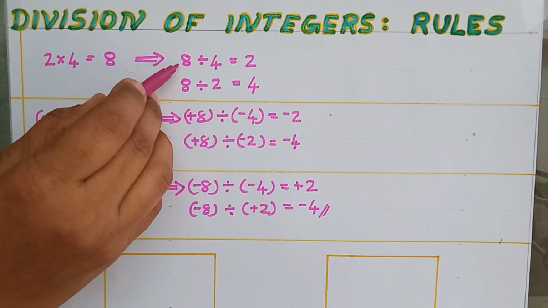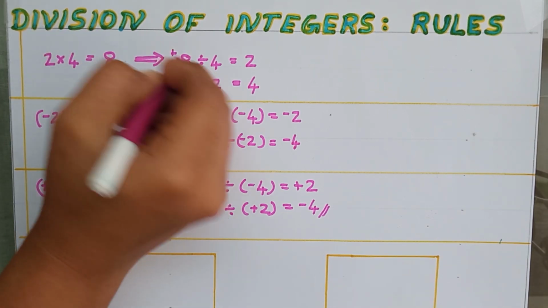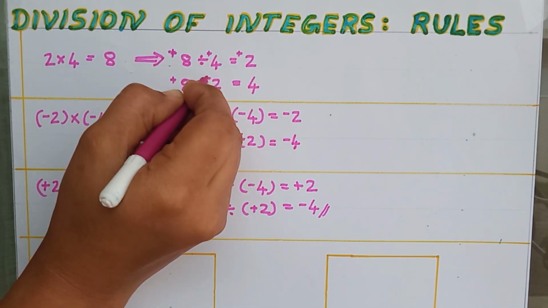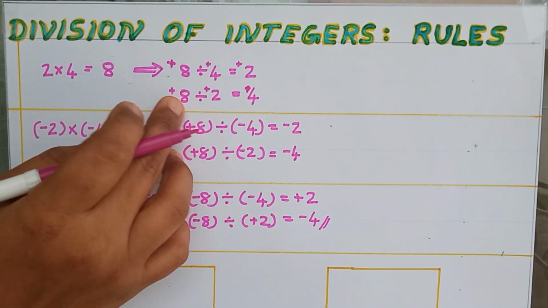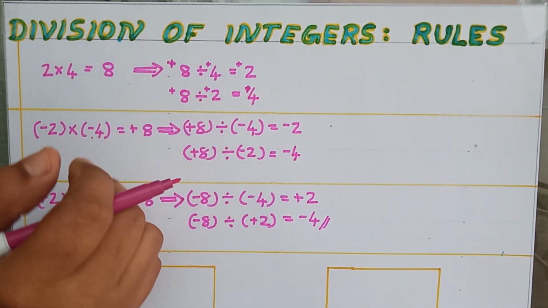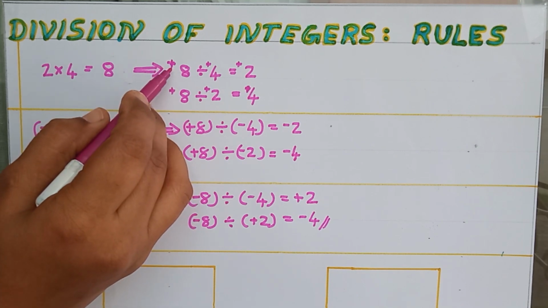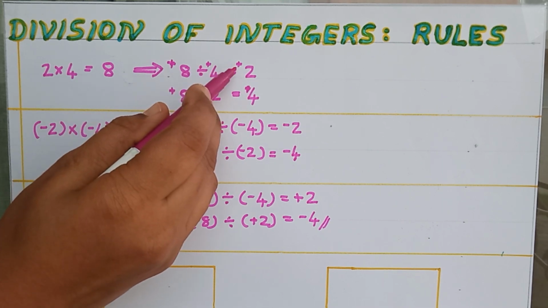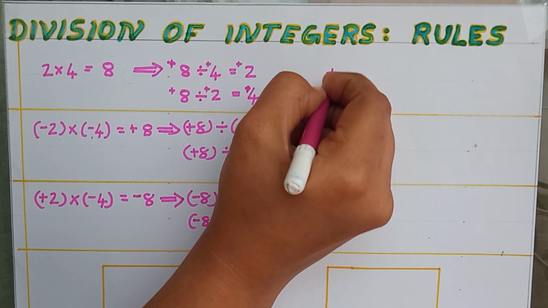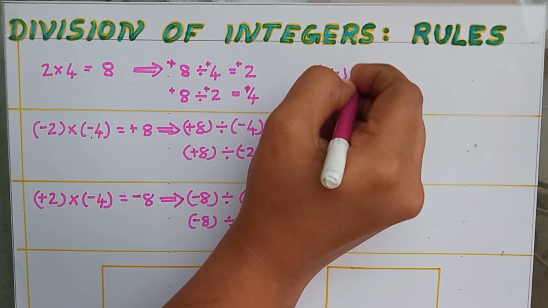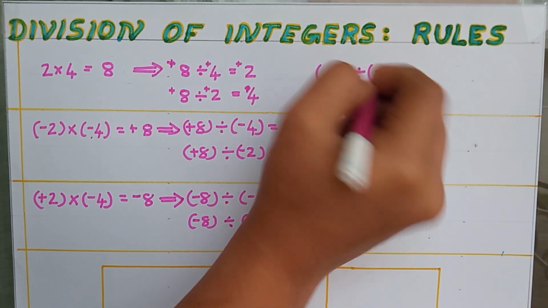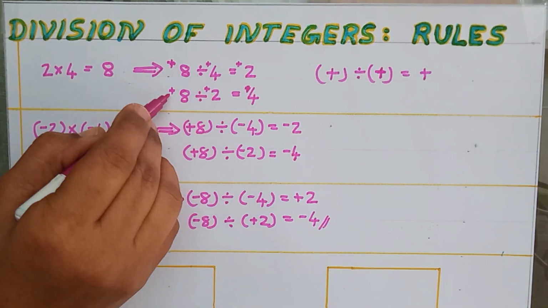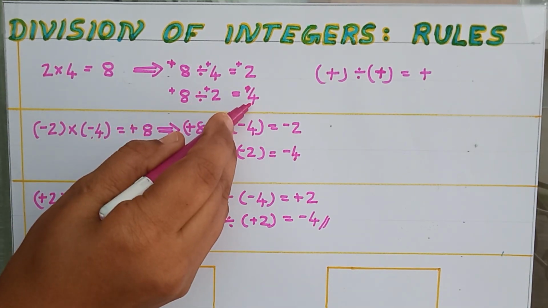See, here there is no sign. That means it is positive. If there is no sign, that means it is positive. So I have assigned positive sign for each and every number. So from here we can write as positive divided by positive is positive. See, positive divided by positive equal to positive. Here also positive divided by positive equal to positive.